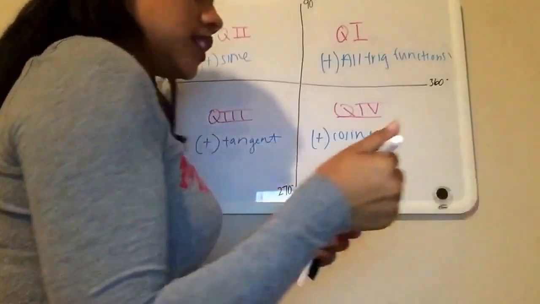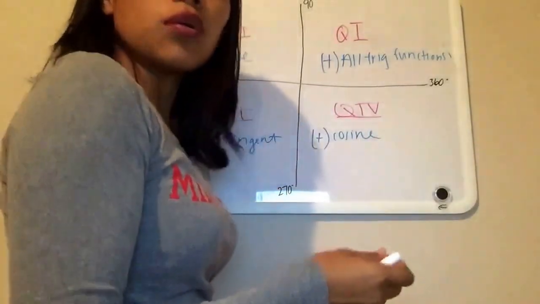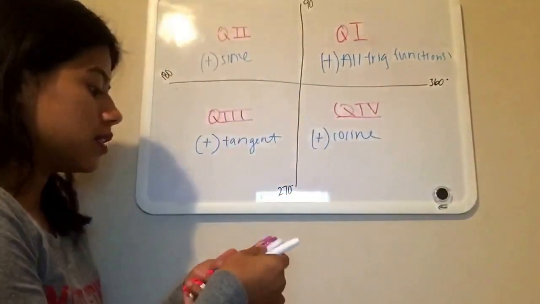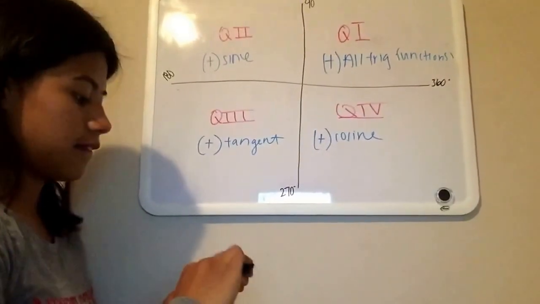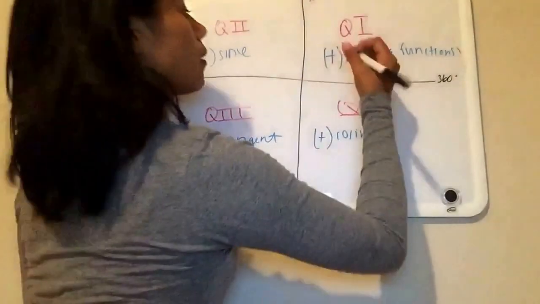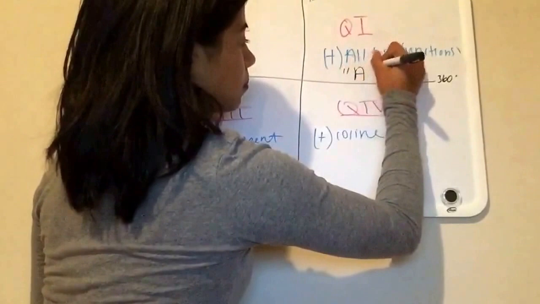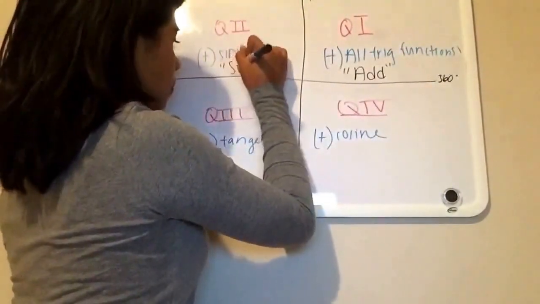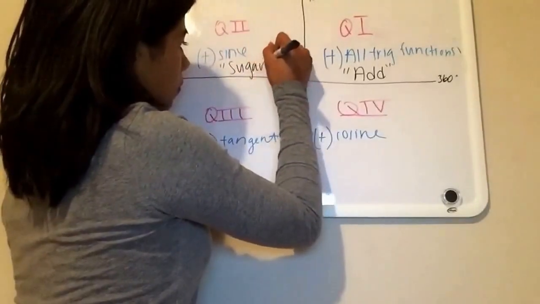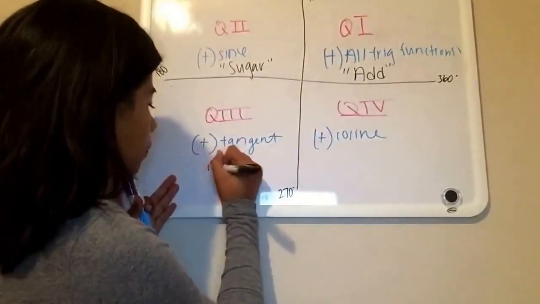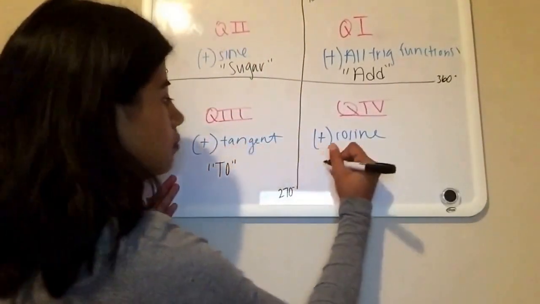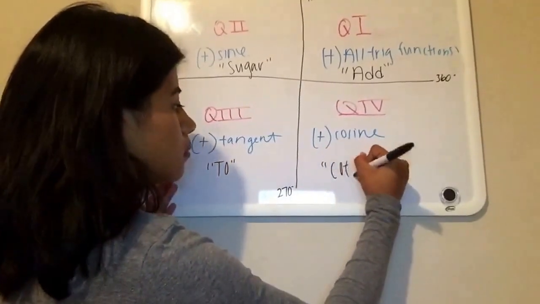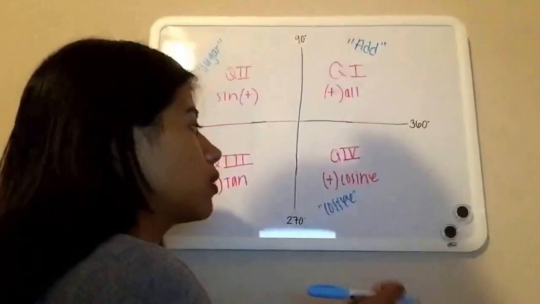I have a tip for you to remember all the quadrants. And so basically it's: add sugar to coffee.